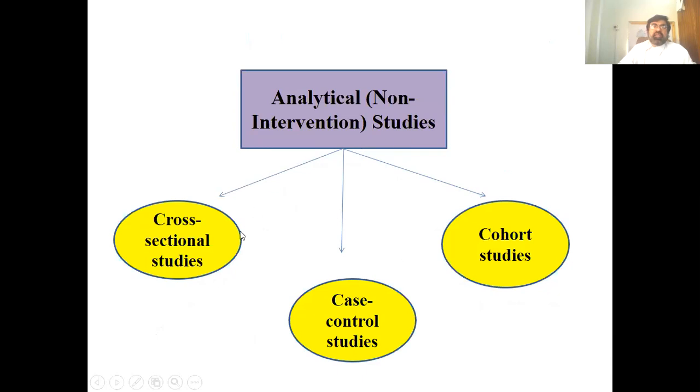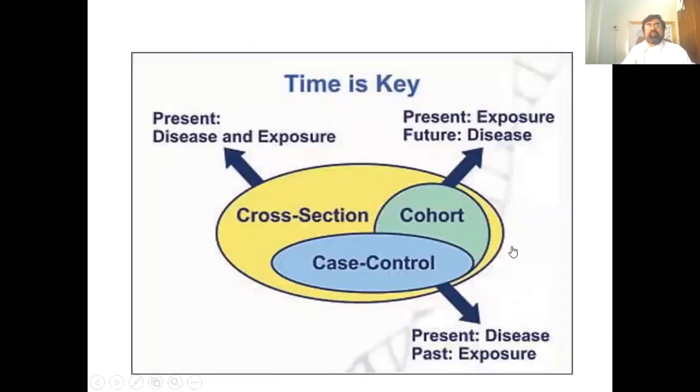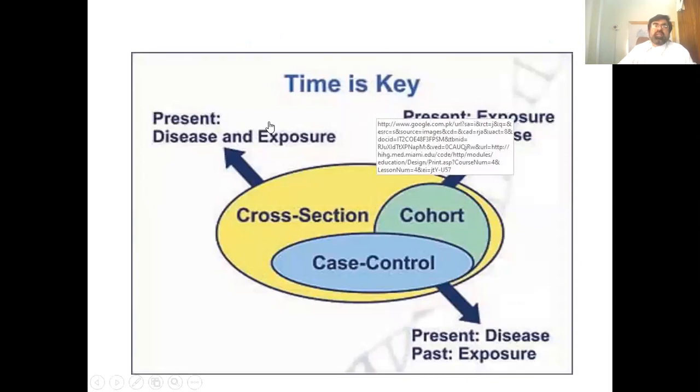Analytical non-interventional studies include cross-sectional comparative studies, case control, which is also non-interventional, and cohort studies, also non-interventional. Now, time is key. If you go into a community and collect data on the disease and exposure at the same point in time, that is what you study in cross-sectional studies. And if you go from the outcome towards the exposure, like you have the outcome in your hand but you want to know what the exposure was in these patients, so you have to go retrospectively from present to past, that we study in case control.